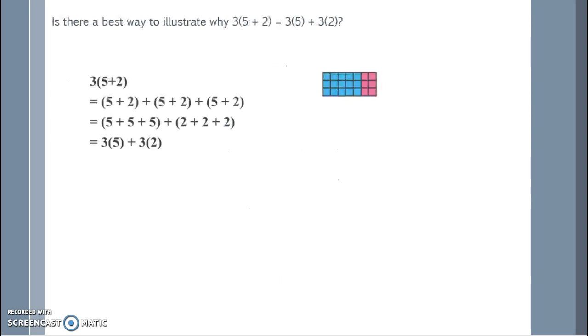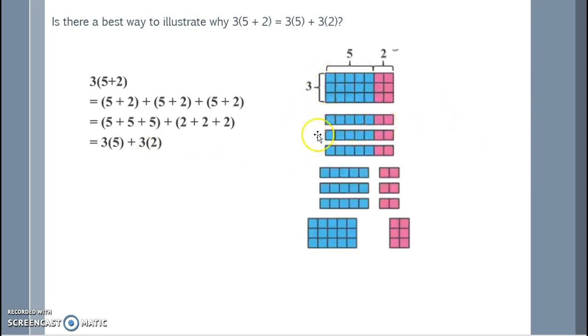Is there a best way to illustrate why 3 times 5 plus 2 is equal to 3 times 5 plus 3 times 2? Well, on the left-hand side, looks like this particular student just wrote 5 plus 2 3 times. And then they rearranged them to be 5 plus 5 plus 5 plus 2 plus 2 plus 2, which is the same as 3 copies of 5 plus 3 copies of 2. Whereas this student did 3 by 5 plus 2 and broke it down. We have 3 copies. We can keep on breaking them individually. So we have 15 plus 6.